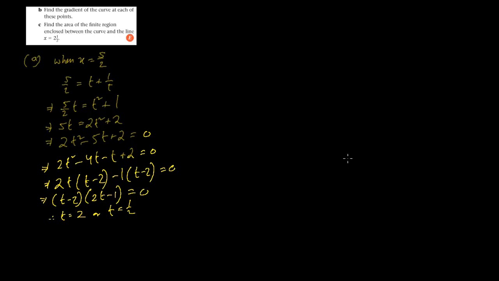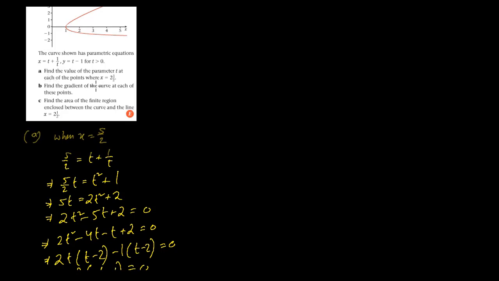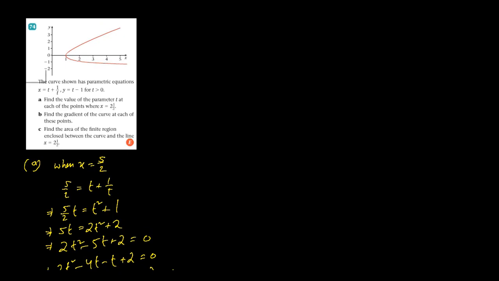The next thing that we have to do, find the gradient of the curve at each of these points. So this is what's happening. So 2.5 is somewhere like this. This is the line. Let me draw it properly. So 2.5, this is the line, and it's cutting the curve at this point and this point. So what we did here, when we put the value of x here, we just found the values of t here and the values of t here, like a limit.